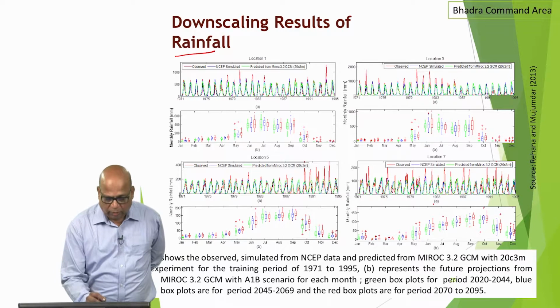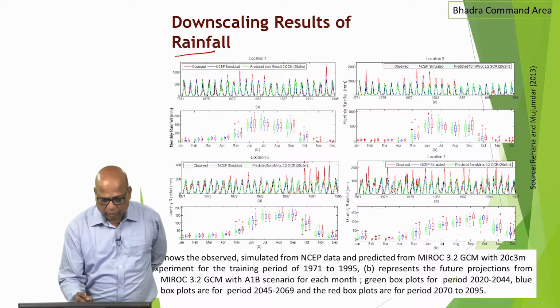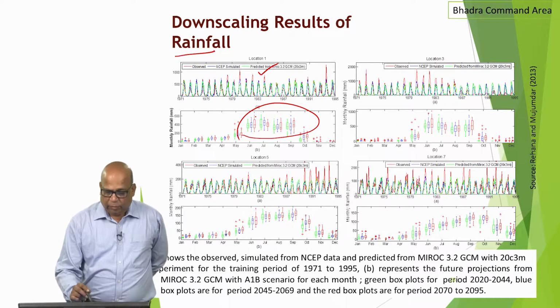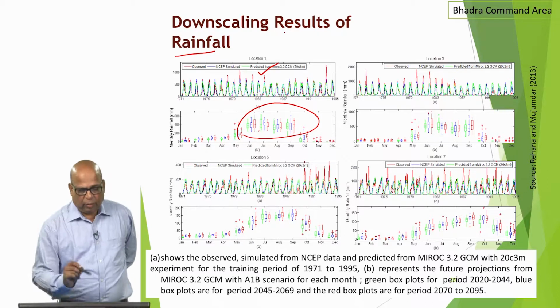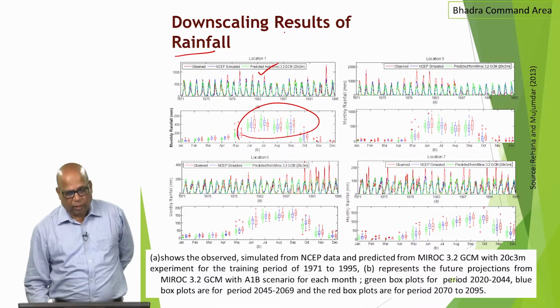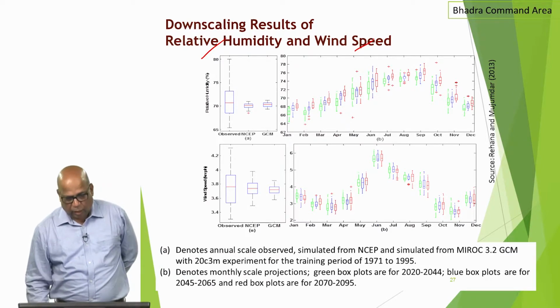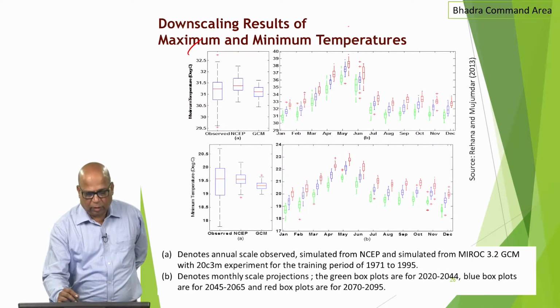So, at location 1 we get this kind of projection, that is MIROC 3.2 simulated, that is green. On this scale it is very difficult to see, but you look at these uncertainty bands, which means that there is a variation in the rainfall with these kinds of uncertainty bands. Similarly, at all these locations we get it for rainfall. Similarly, we get it for relative humidity and wind speed, and we get it for maximum temperature and minimum temperature.